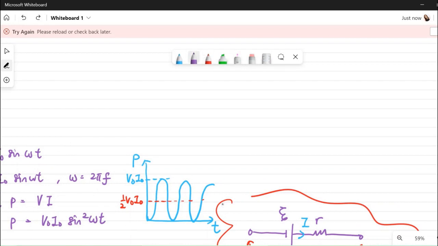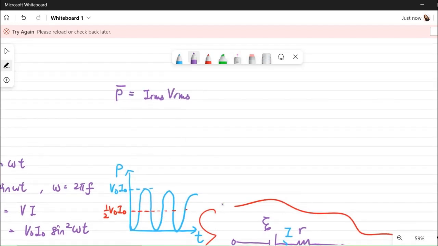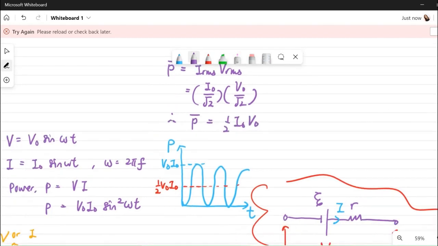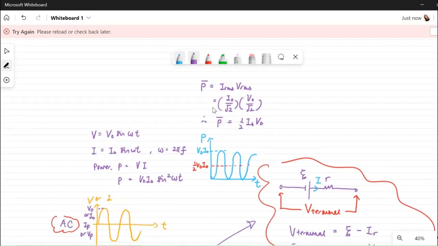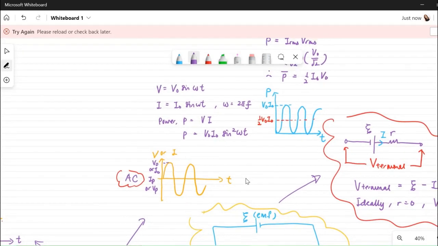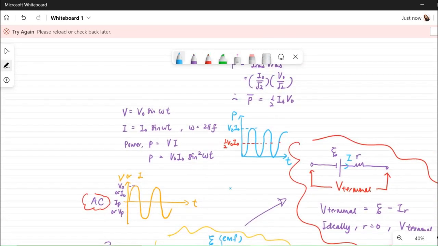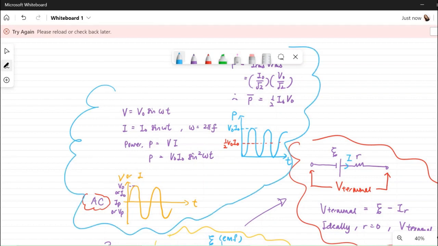Let's say I'm referring to terms called IRMS and VRMS. The average power in an AC circuit is equal to IRMS multiplied with VRMS, where IRMS is equal to I maximum divided by square root of 2. However, VRMS is equal to V maximum divided by square root of 2. Therefore, the average power for an AC source is equal to half I naught V naught. Okay, so this is the average power, voltage and current for the AC. However, for DC it is always a constant. So this part here belongs to AC.